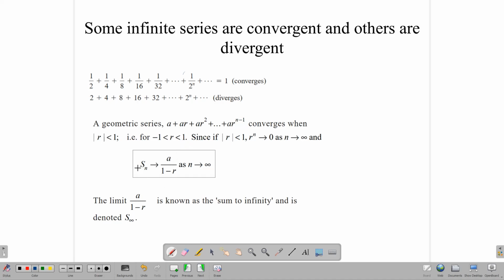So in this case, this particular series will converge, and it will have what we call a sum to infinity, also known as a limit. We often write it as: sum to infinity is equal to a over 1 minus the common ratio. So this formula becomes important for series that converge. And when we find that sum, we call it the sum to infinity.